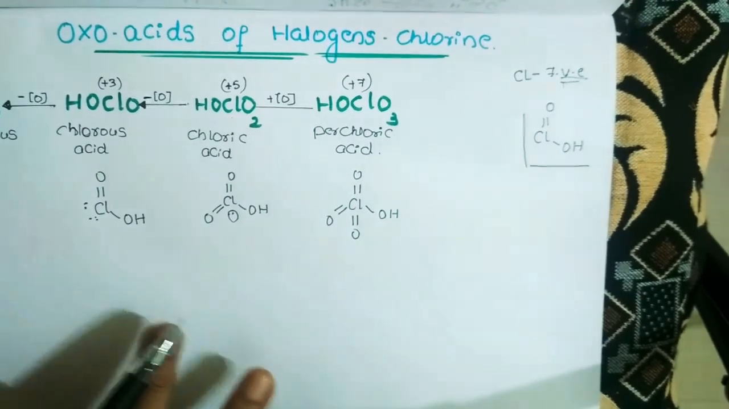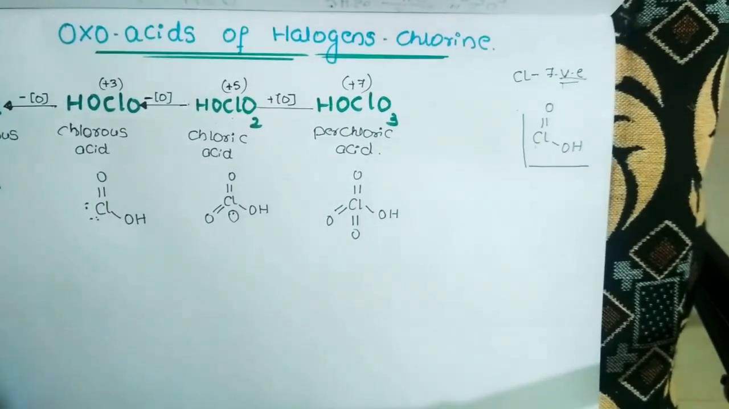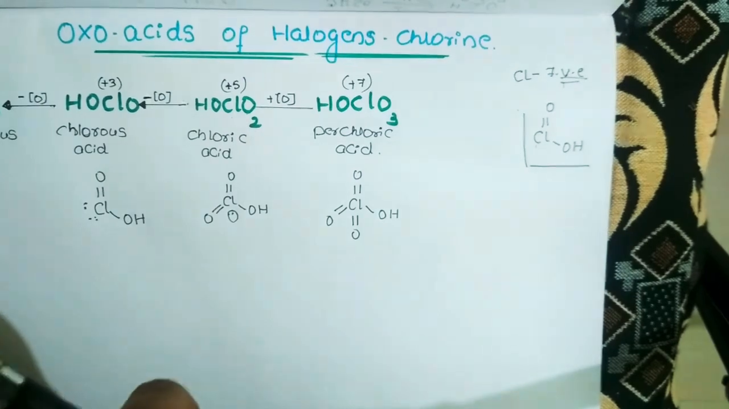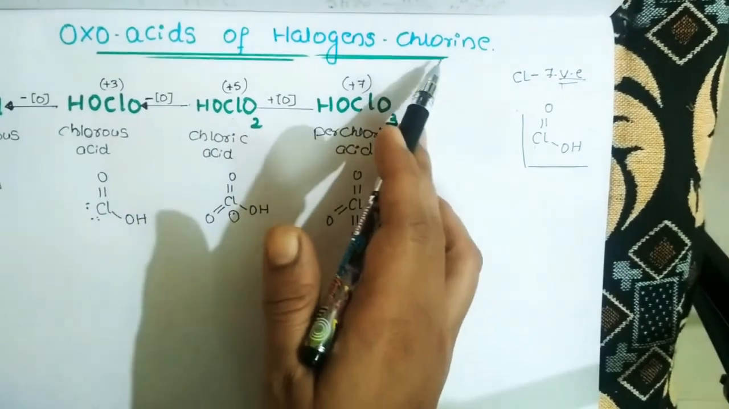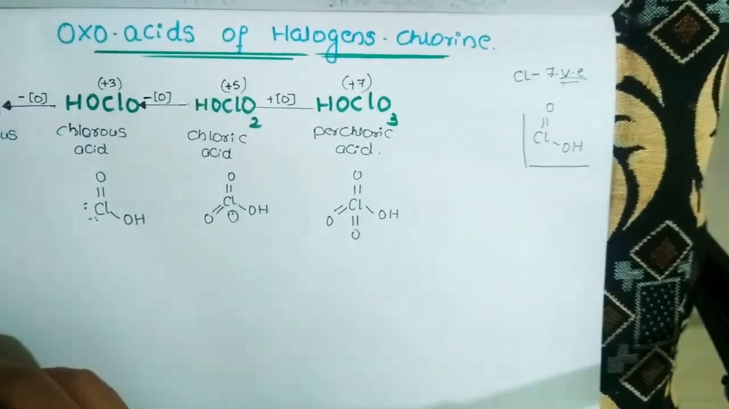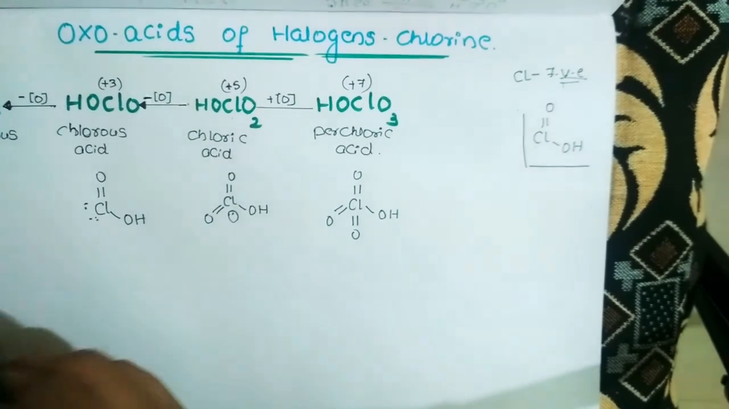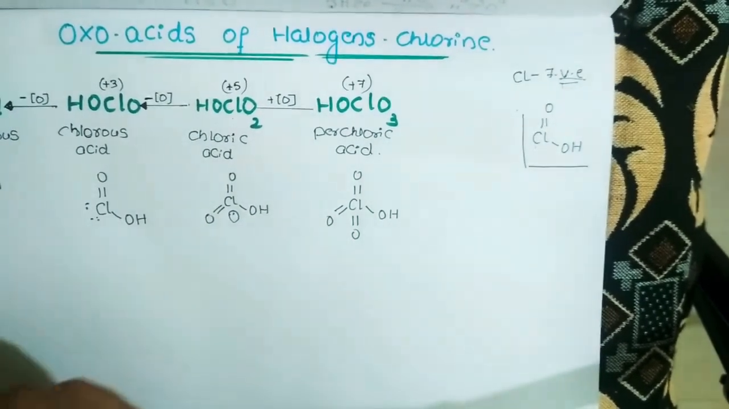So here I have shown only the oxo acids of halogens, particularly chlorine. Similarly, you can get the oxo acids of bromine, and iodine like that.